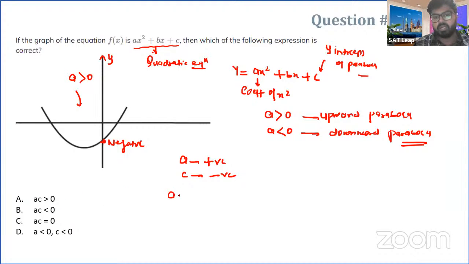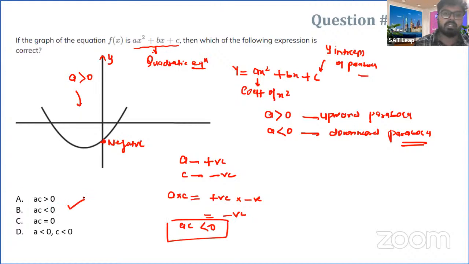Definitely, when you multiply A and C, that is positive into negative, and positive into negative is always negative. So A into C has to be less than 0, which means B is the correct answer, right? With this particular question, I think I've told you much about the quadratic equation. You got to know how to find the parabola, how to see the direction of the parabola, how to see the y-intercept of the parabola. If you know this, you can easily solve this question within seconds, right?